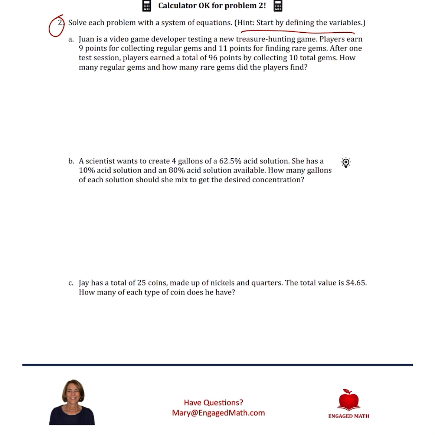So in the first problem, we can actually go by the question to know what to let the variables be equal to. It says, how many regular gems and how many rare gems did the players find? Okay, so I'm going to let x equal the regular gems found. I'm going to abbreviate that, so regular gems. And let's let y equal the rare gems.